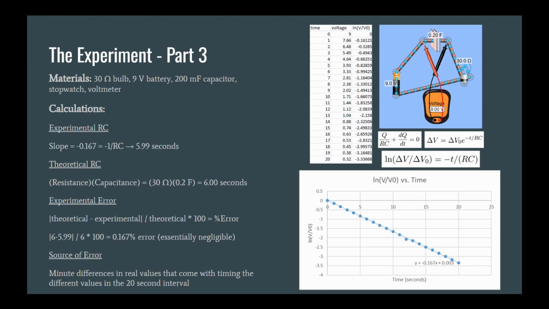For the next part, we have a 30 ohm bulb, a 9 volt battery, a 200 mF capacitor, a stopwatch, and a voltmeter. You can see the data that we collected over a 20-second interval while charging the capacitor, and while plotting this, the slope of the line that we got, negative 0.167, allows us to use the relationship found in the instructions to find an RC of 5.9 seconds, which compared to our theoretical RC of resistance times capacitance of 6 seconds has a percent error of 0.167, which is essentially negligible, meaning that I humanly made a mistake in one of the points when collecting data.